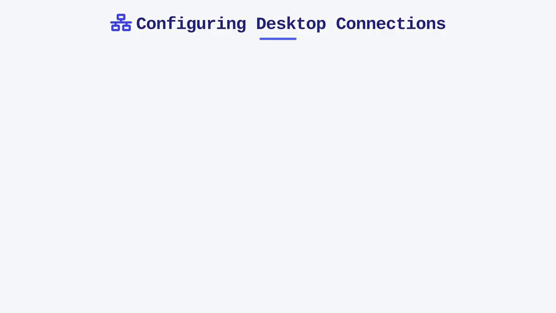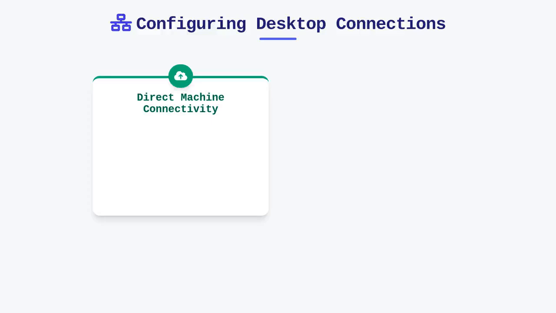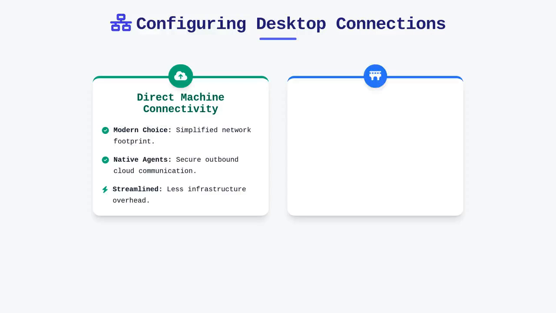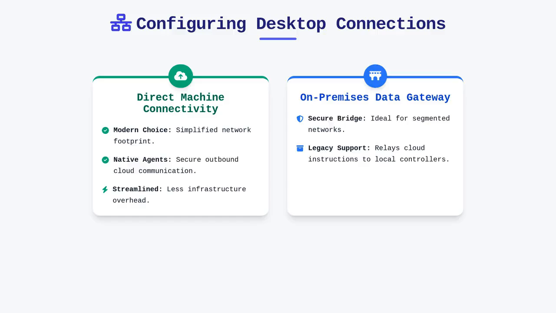Configuring the connection often involves choosing between direct machine connectivity or the use of on-premises data gateways. Machine connectivity is generally preferred for modern infrastructure as it simplifies the network footprint and leverages native cloud agents that communicate securely via outbound connections. However, in legacy environments or strictly segmented networks, an on-premises data gateway acts as a secure bridge, relaying the instructions from the cloud to your local desktop controller.